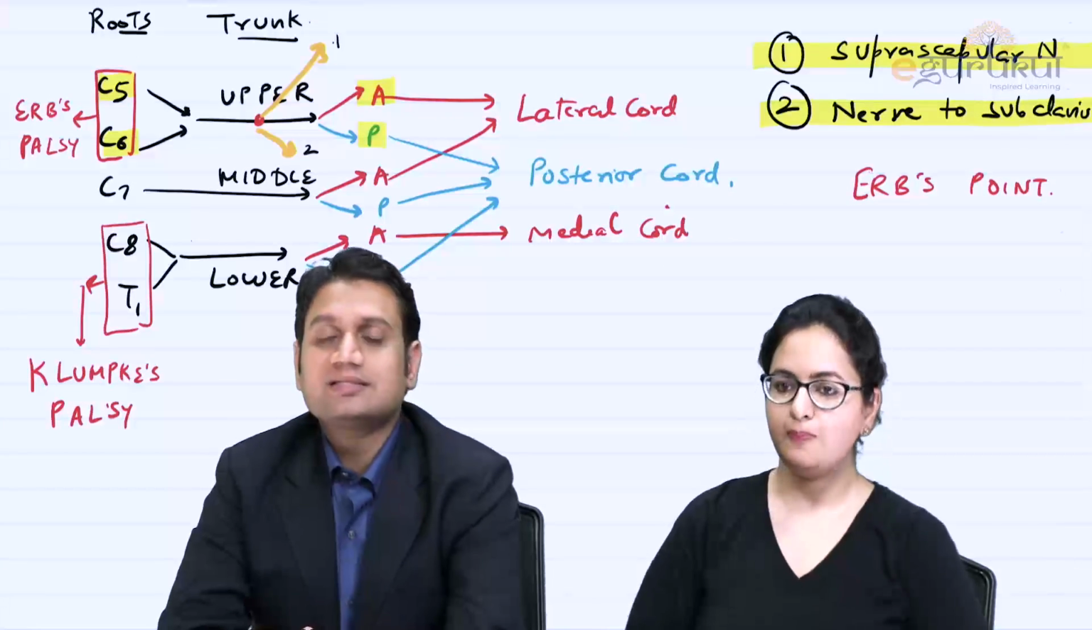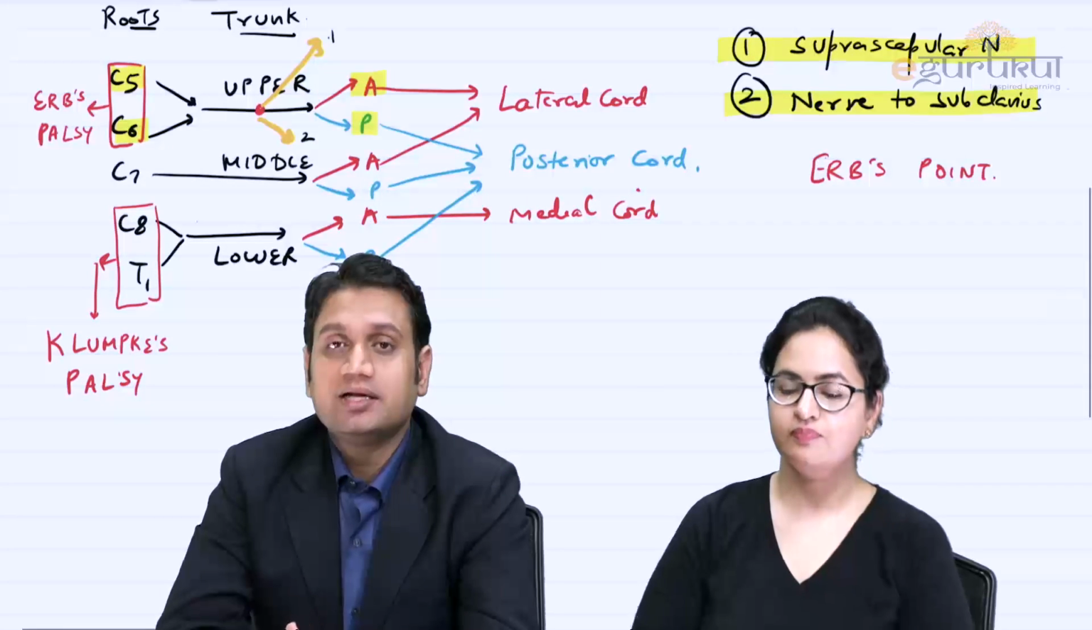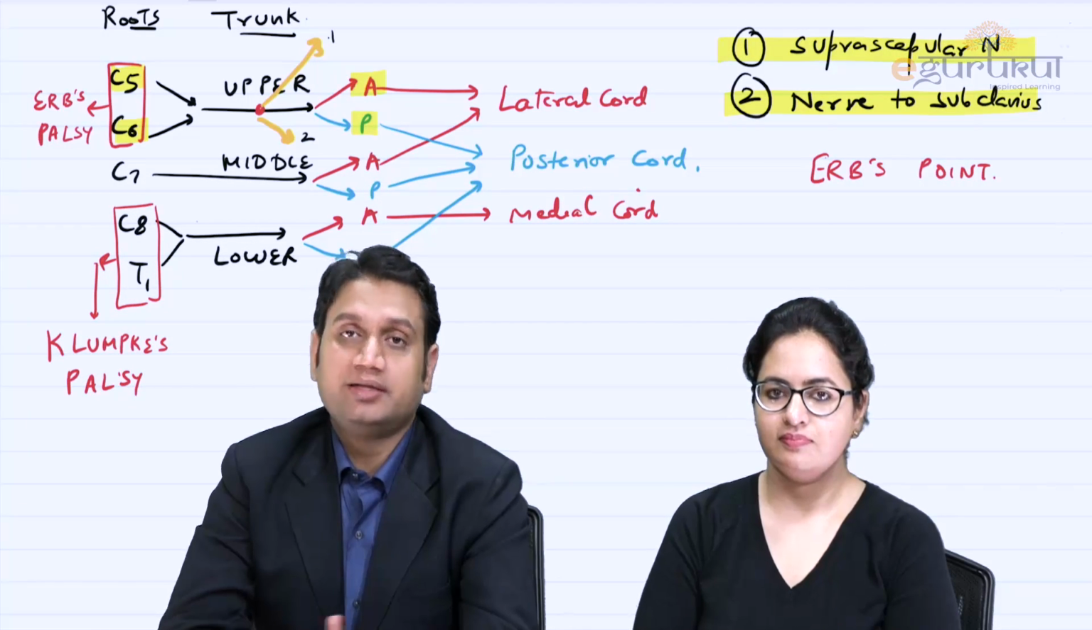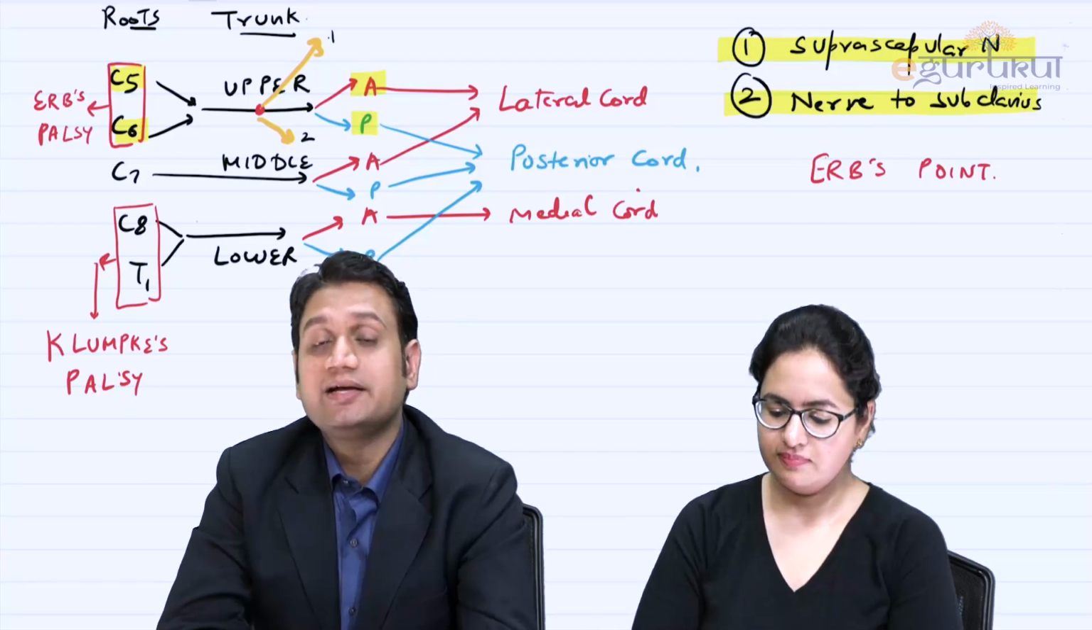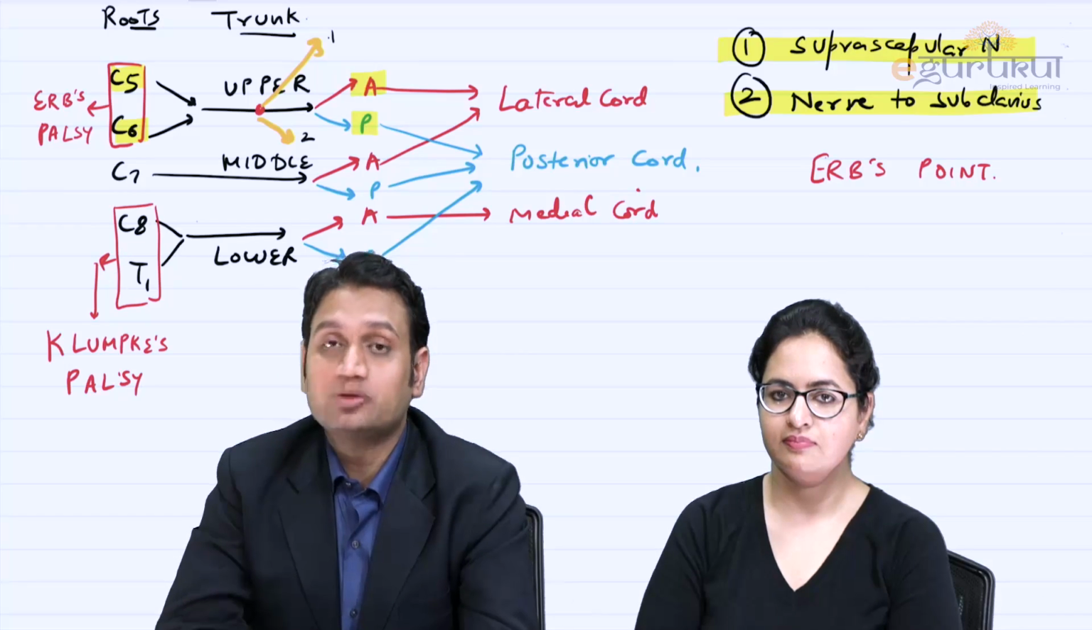Now see how questions can be framed on Erb's point if we just change from need to know to nice to know. The need-to-know question is simple. Erb's point is formed by C5, C6. What is the area related to Erb's point? C5, C6. How many nerves are involved? 6 in number. But now the next question.